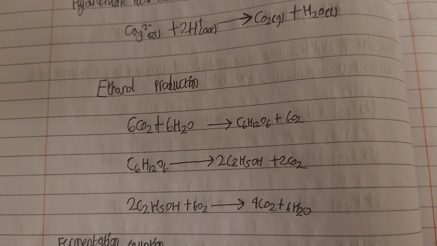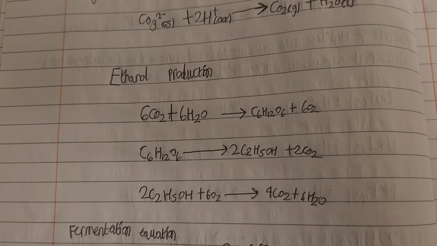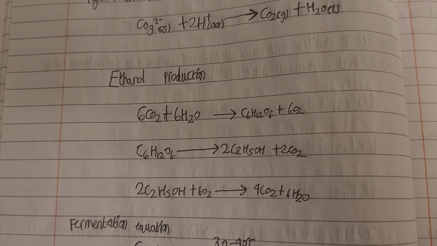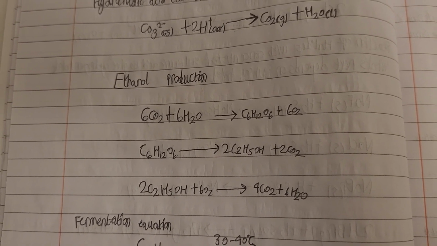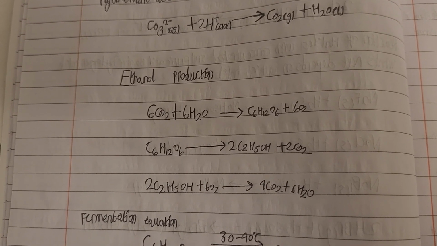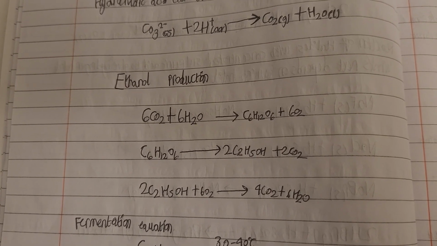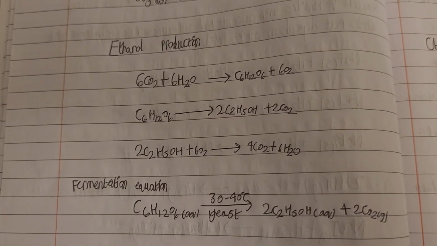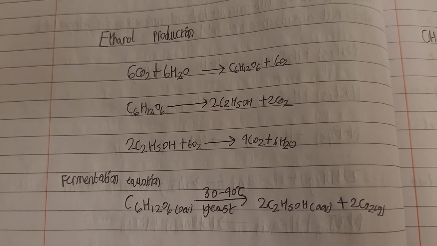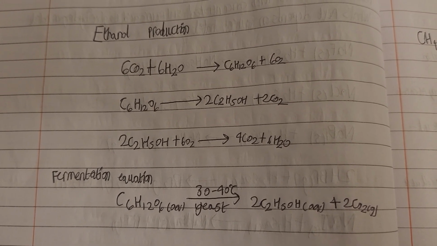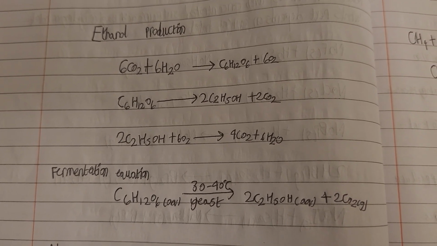Ethanol production: 6CO2 + 6H2O to form C6H12O6 + 6O2. Then we've got C6H12O6 to 2C2H5OH + 2CO2. Then 2C2H5OH + 6O2 to form 4CO2 + 6H2O. Fermentation equation: C6H12O6 (aq), using 30 to 40 degrees C and yeast, to form 2C2H5OH (aq) + 2CO2 (g).